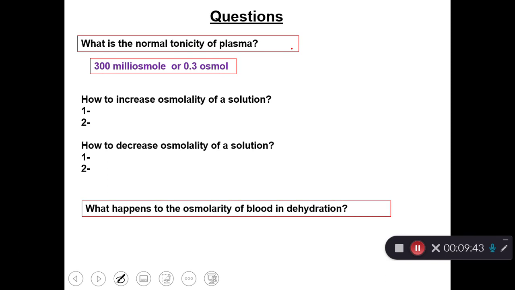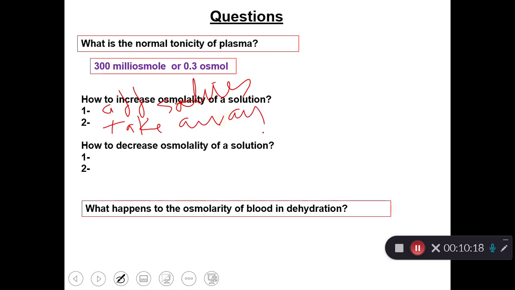If you want to increase the concentration of sugar in your cup of tea, there are two choices. Either you add sugar, you add some solutes, or you can take away water. Like if you boil that tea, the water evaporates. So if you take away water, this solution also becomes more concentrated. So add solutes or remove water.